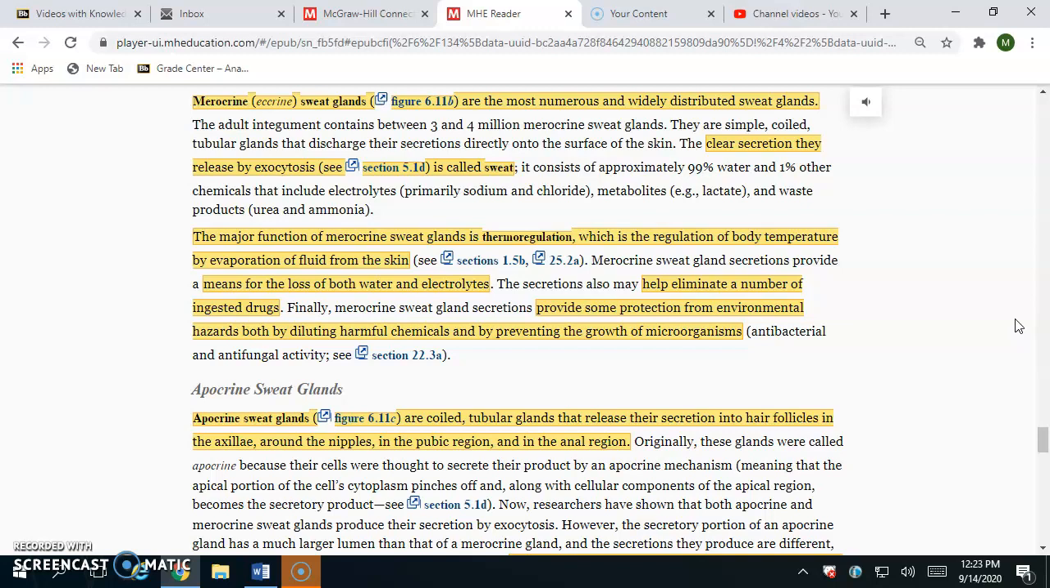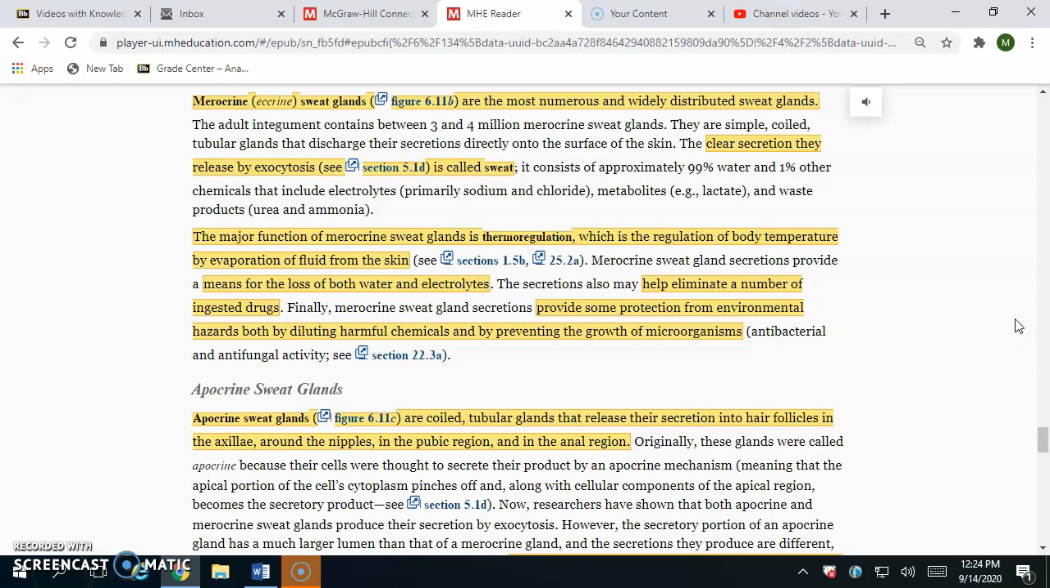And then they provide protection as well, because that sweat not only dilutes things that are on the surface of the skin, so anything harmful, it would dilute them out, but it also has antibacterial substances in it, and even antifungal substances. So when it's on the surface of the skin, there's bacteria on our skin too, and to prevent that bacteria or microorganisms from growing too much, it kind of prevents their growth, and so it has a role in defending our body from possible infections.